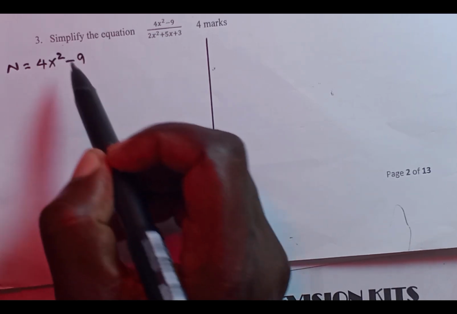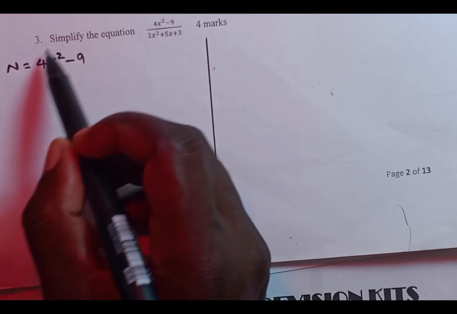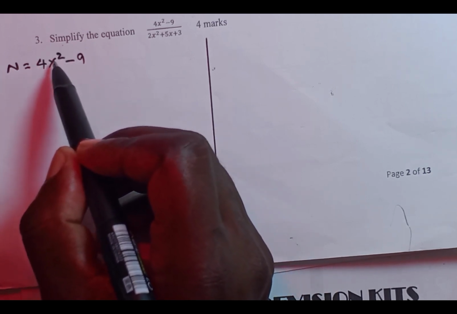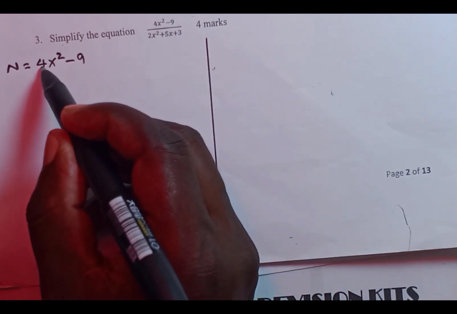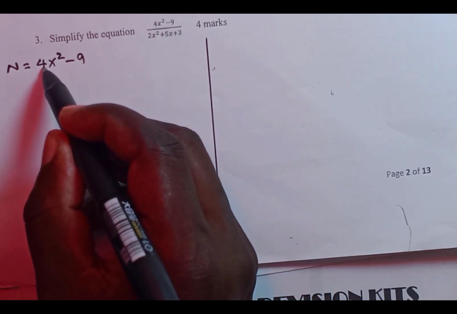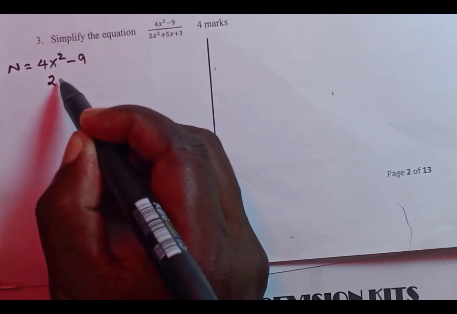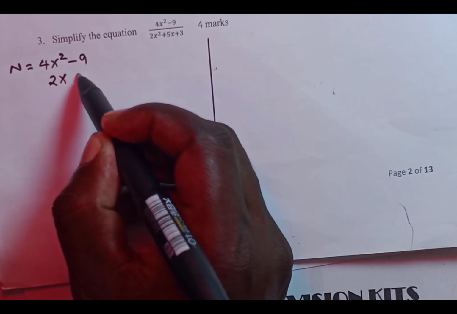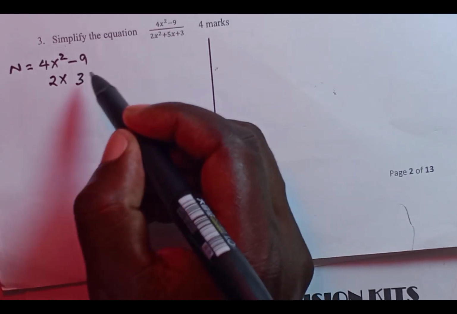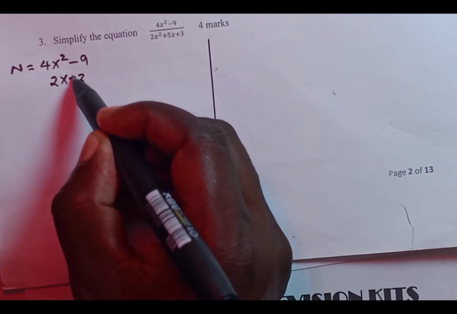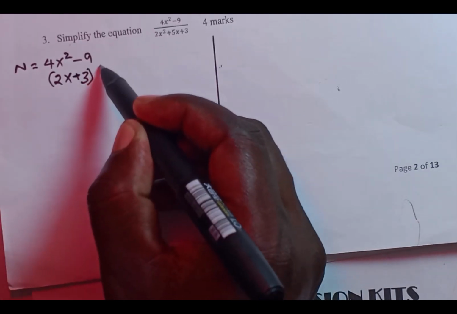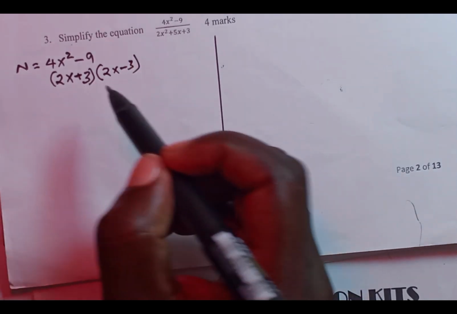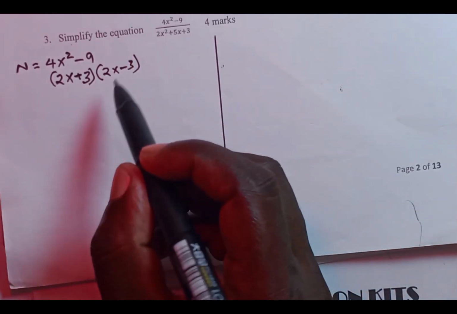If you look at both parts of the expression, you realize that they have direct square roots. So if you take the square root of 4x squared, you'll get 2x. Then of course the square root of 9 will give us 3. But since the square root of a number is plus or minus, we are going to have a plus here. Then we introduce another bracket, which is 2x minus 3, for us to have done it correctly.